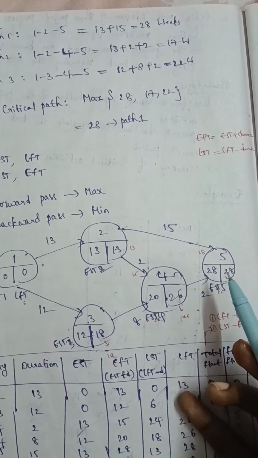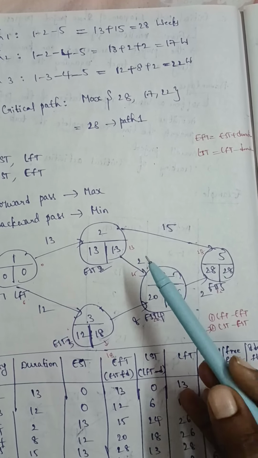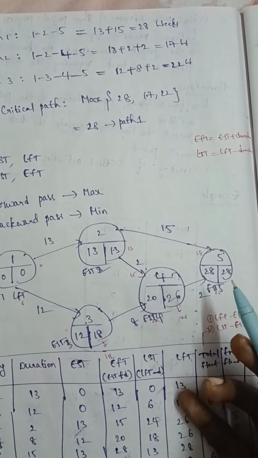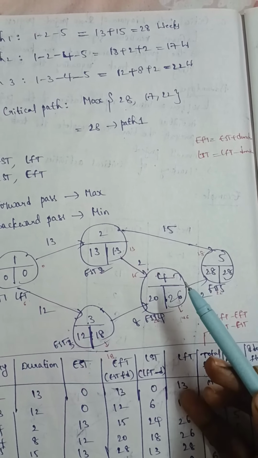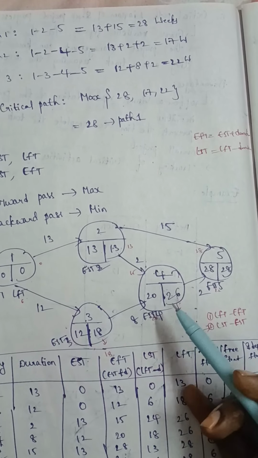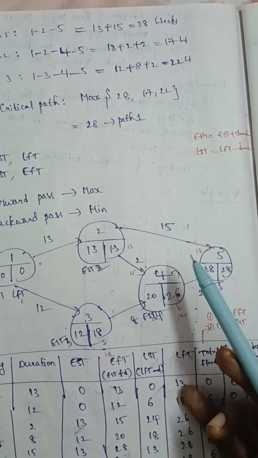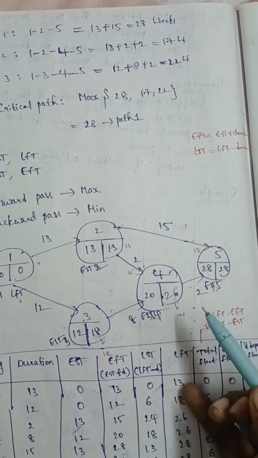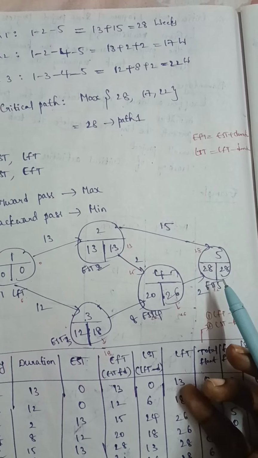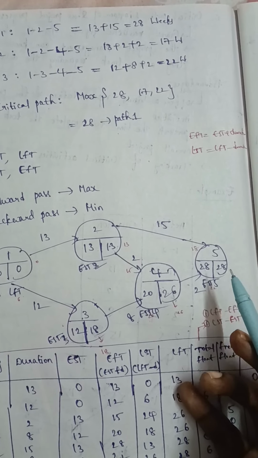And next we have the fifth node. For the fifth node again we have an edge from 2 and an edge from 4. Here also we have to consider the maximum value. 13 plus 15 is 28, and 20 plus 2 is 22. So the maximum value will be 28. For LFT we take the same value we got at last, so 28 will be the LFT value.